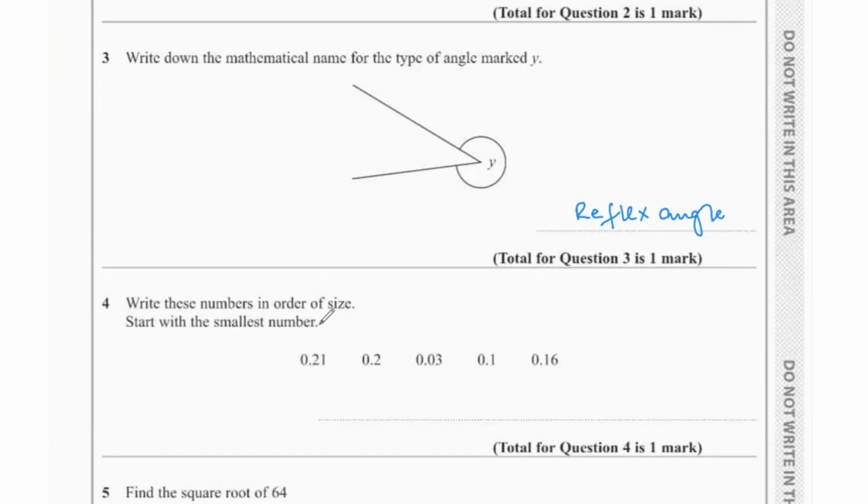Then it says, write these numbers in order of size. Start with the smallest number. So smallest number over here is 0.03. Then we have 0.1, then 0.16, then 0.2, and lastly 0.21.